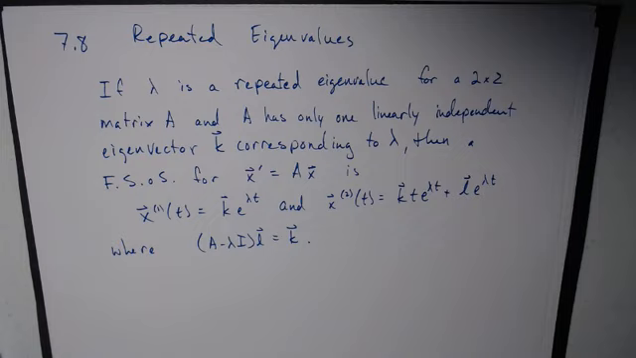Hey class, this is going to be your 7-8 lecture. So 7-8 is all about what happens if you get a repeated eigenvalue. And the first case that we're going to deal with is if you get a repeated eigenvalue, but you only get one eigenvector that corresponds. So the general rule is here.